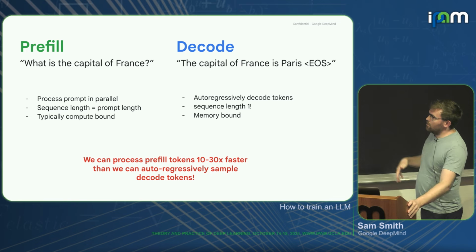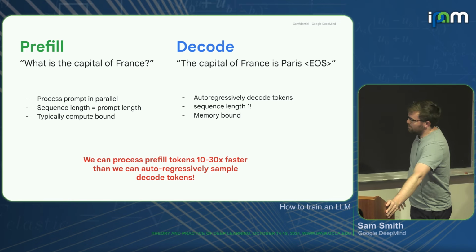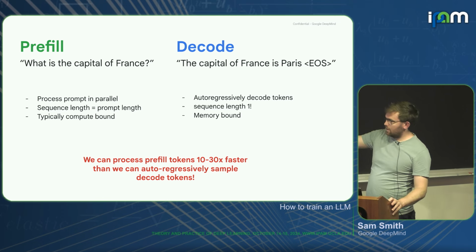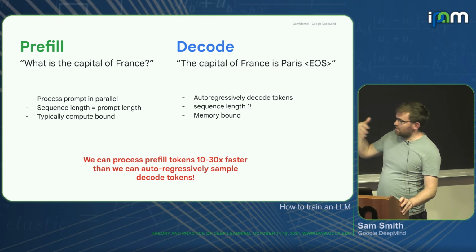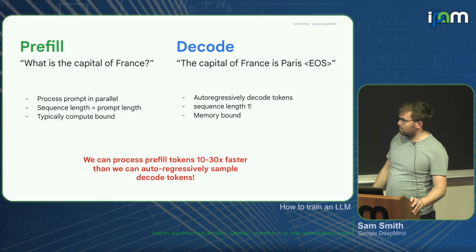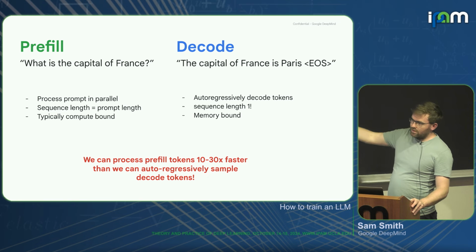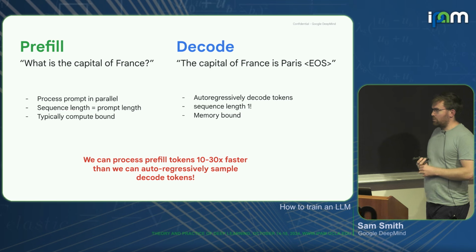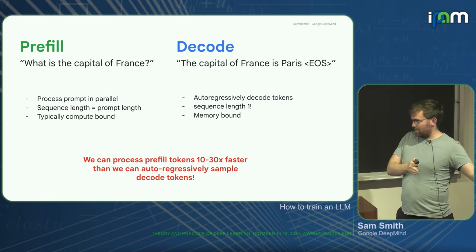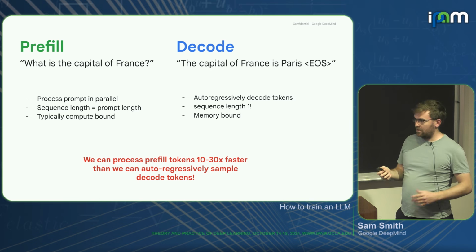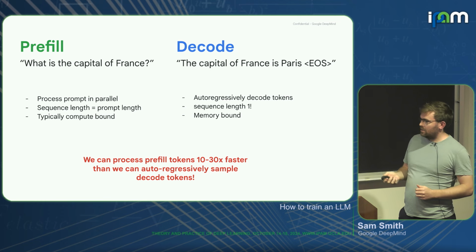But then when we want to decode, so we want to produce the capital of France is Paris, this is now autoregressive. So we're producing tokens one at a time. If you think about it, the sequence length is effectively one. At every step, we only have one token that we're able to compute. And because of that, we're heavily memory bound. As a consequence, we can pre-process the prompt something like 10 to 30 times faster than we can generate the actual sample. So there's a big difference between the speed of prefill and decode.